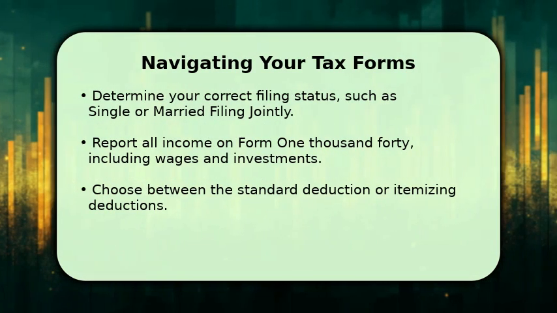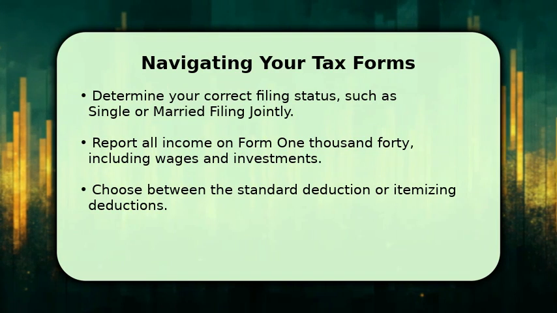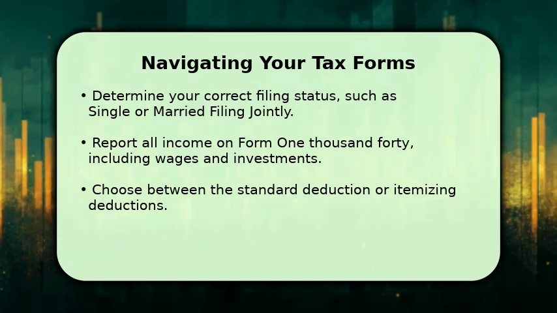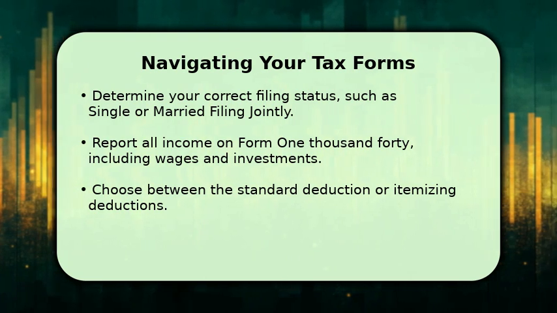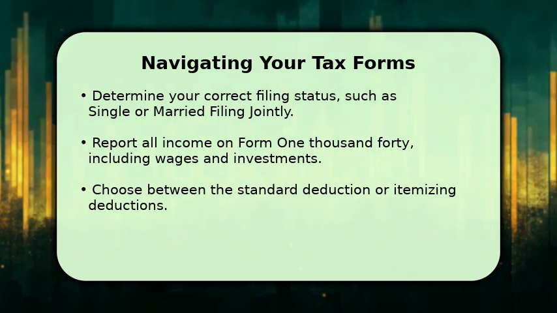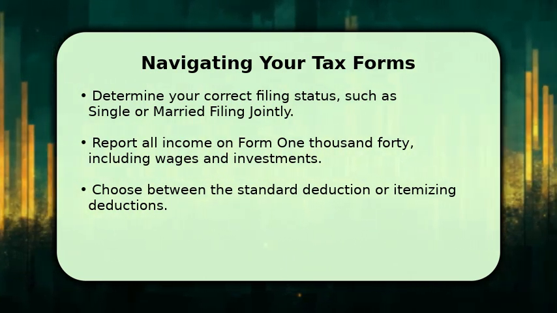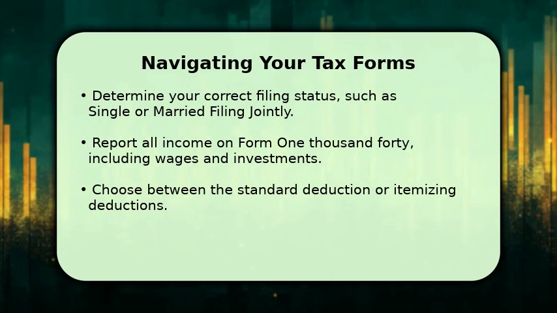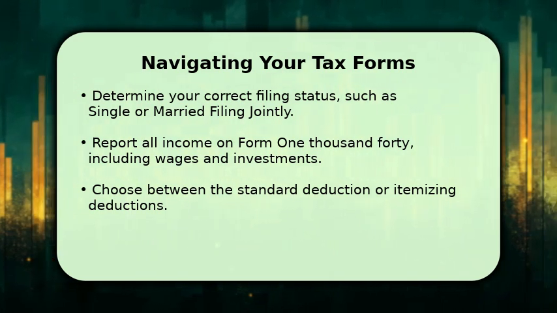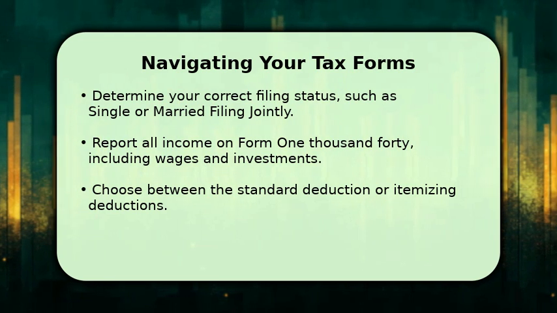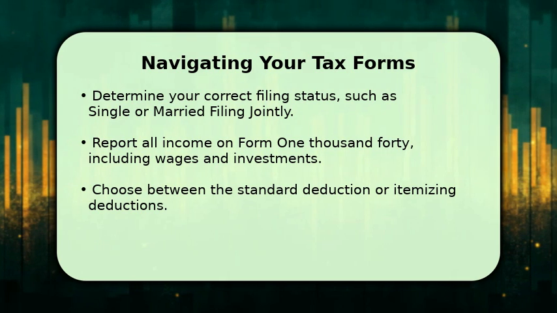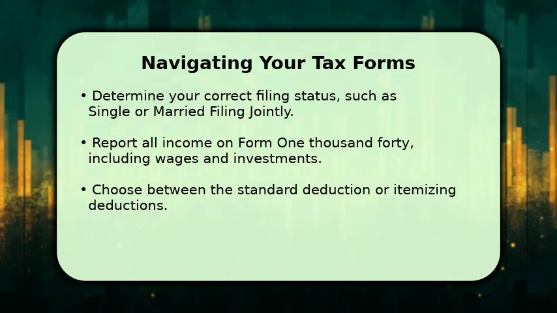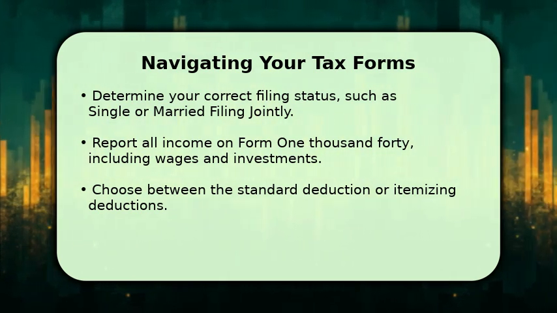Now, let's complete your tax forms, primarily Form 1040. First, select your correct filing status, like single or head of household. Then, accurately report all your income sources, including wages from your W-2 and any investment income. Decide whether to take the standard deduction or itemize, which can reduce your taxable income. Finally, calculate your total tax and apply any eligible credits, such as the child tax credit.